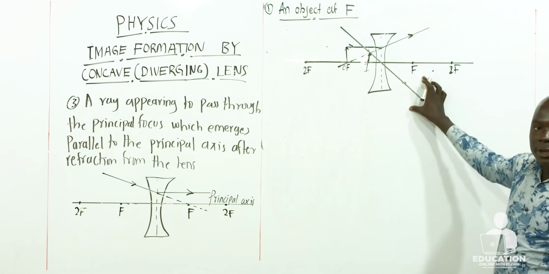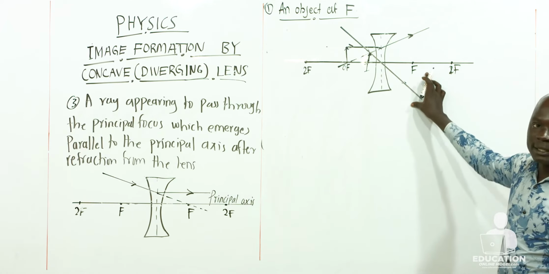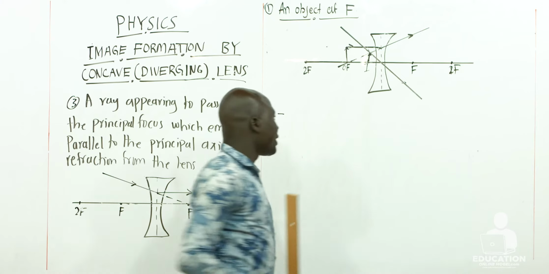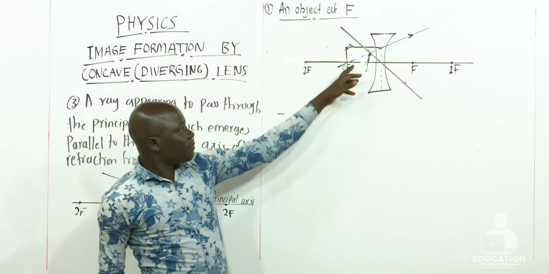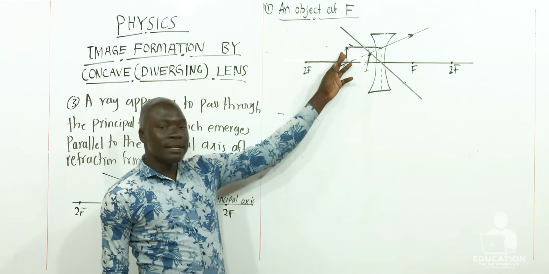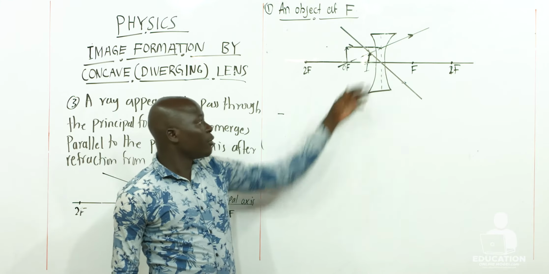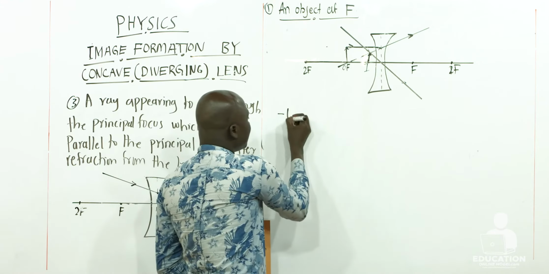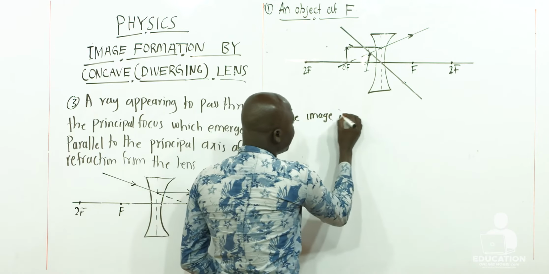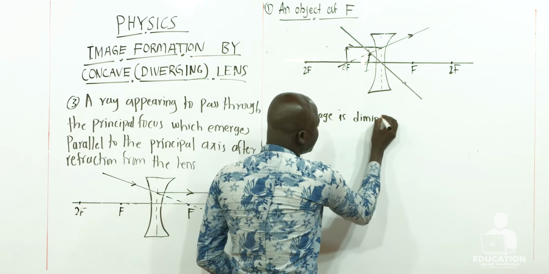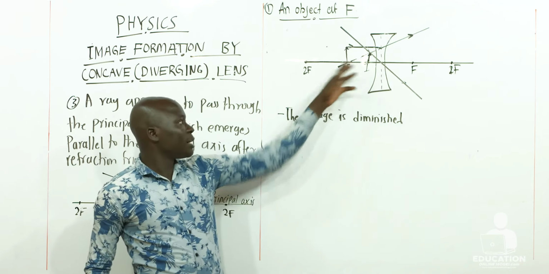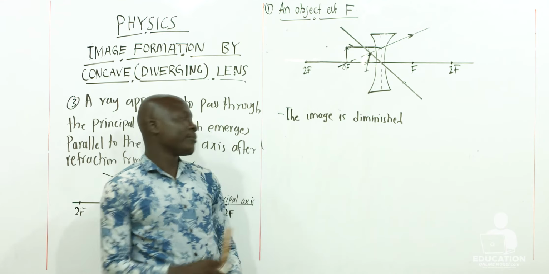So dear learners, it is from here that we are going to state the characteristics of this image which is formed. Looking at our ray diagram, when you look at the object and the image, we can see the object is bigger than the image. So we are going to say the image is diminished, meaning the image is smaller than the object, as we see from the ray diagram.